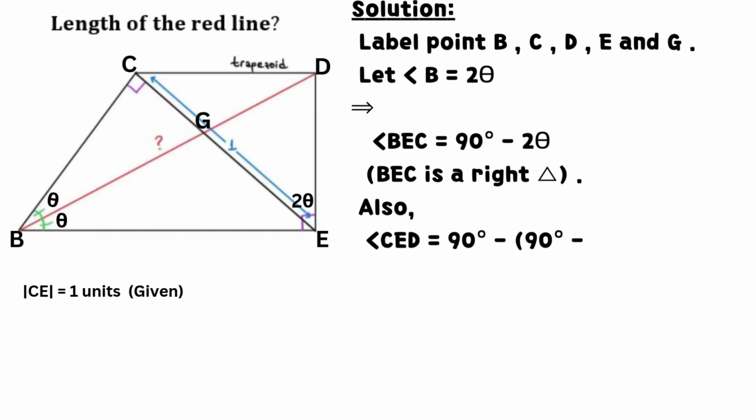It implies that angle BEC equals 90 degrees minus 2 times theta. Also, angle CED equals 90 degrees minus (90 degrees minus 2 times theta), which equals 2 times theta.